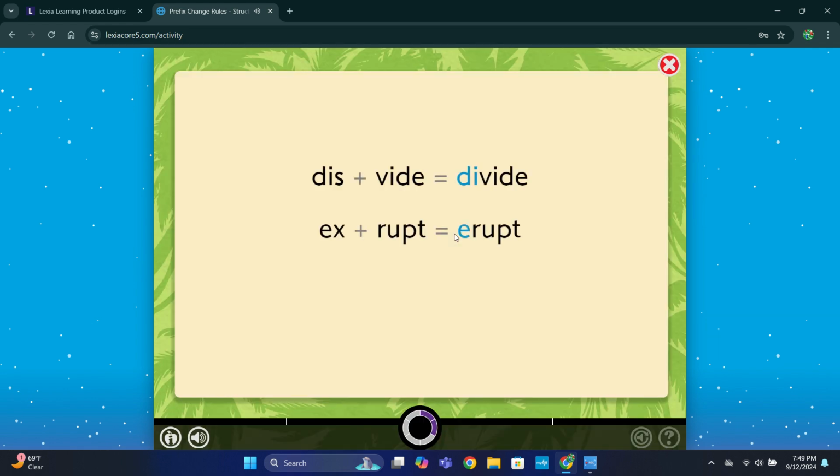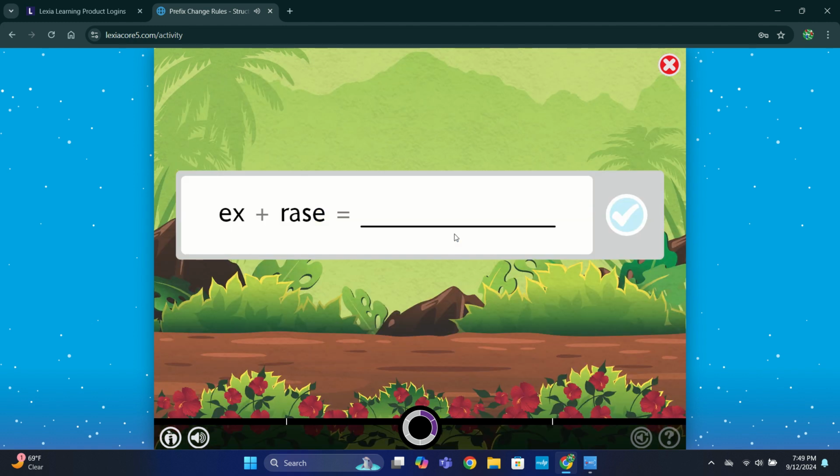Sometimes the last letter of the prefix dis is dropped when added to a root, as in the word divide. Also, the last letter of the prefix ex is sometimes dropped when it is added to a word, as in the word erupt. Spell the word you hear. Remember to use the prefix change rule as you spell these words. Erase. Emit.